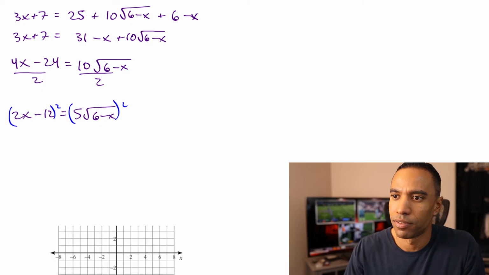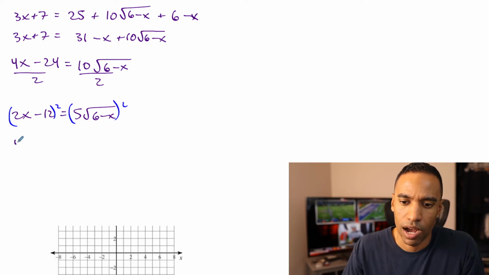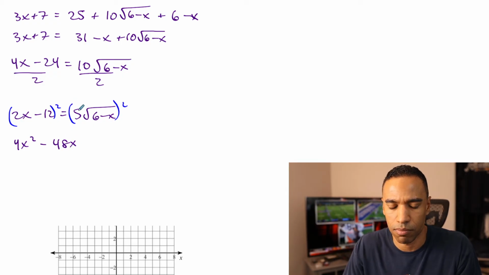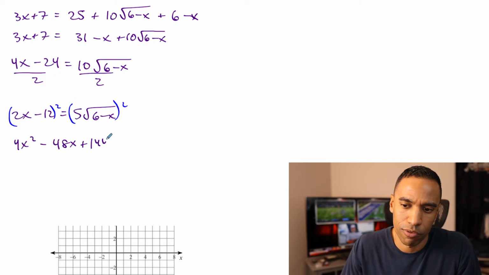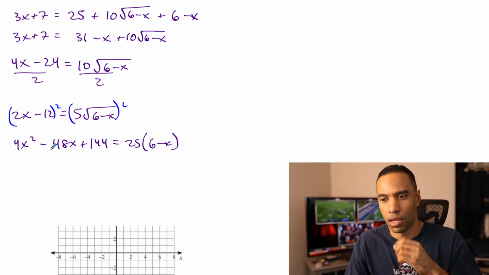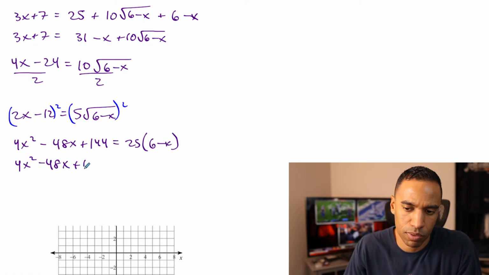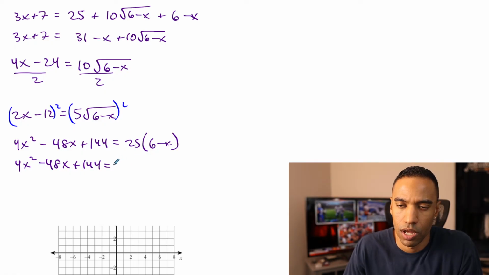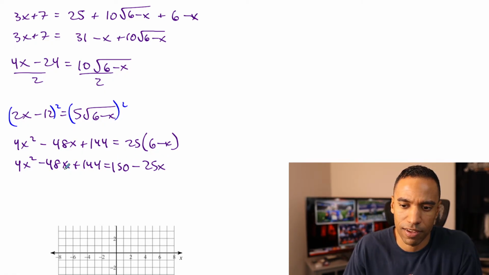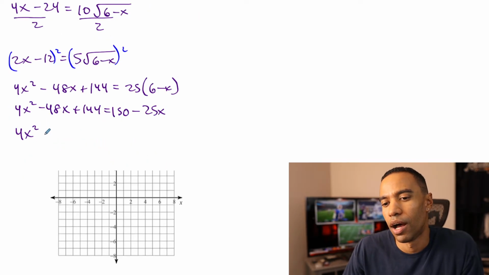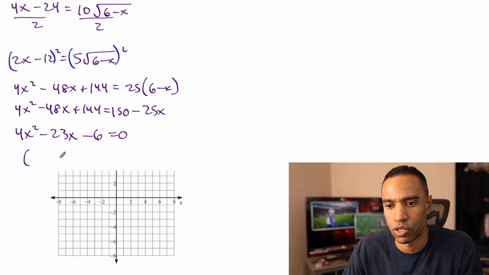And we'll have, keep purple, 4x squared minus 48x, that's minus 2ab, plus b squared 144 equals 25 times 6 minus x. Whoa, this is going to be pretty big. 4x squared minus 48x plus 144 equals 150 minus 25x. That's 4x squared. Told you I need the room. Minus 23x minus 6 equals 0. I sure hope that factors.